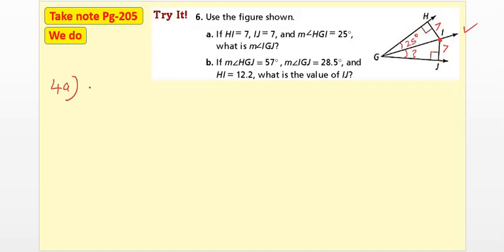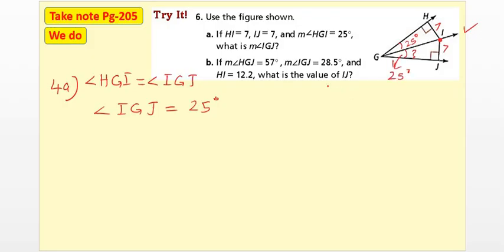If it is lying on the angle bisector, that means that angle HGI and the angle IGJ will be equal to each other. So what is the value of angle HGI? It's 25. That's why we can say that angle IGJ will also be 25 degrees. So the measurement of this angle will become 25 degrees. Clear? Now look at the second question.